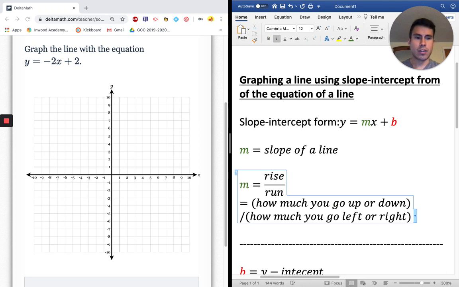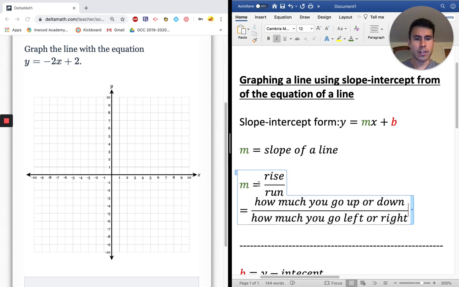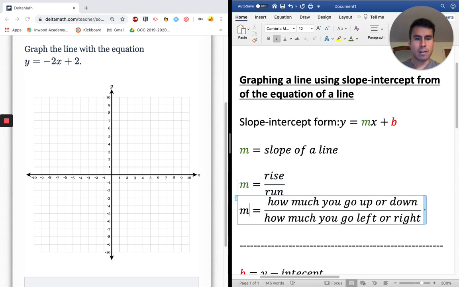Let's see if this actually looks fine. Yes, there we go. Let's put this like this. All right, so the slope is rise over run. In other words, how much you go up or down over how much you go left or right from one point on the line to the other point on the line.